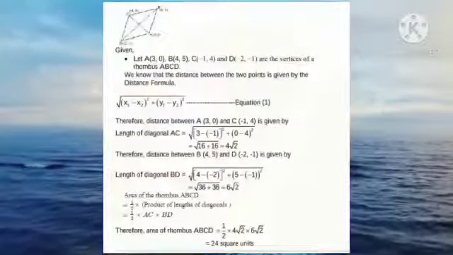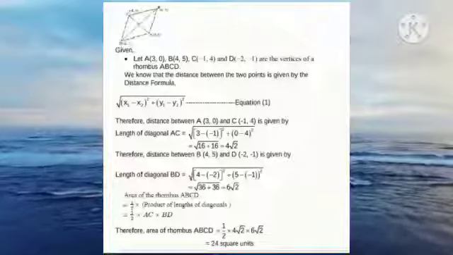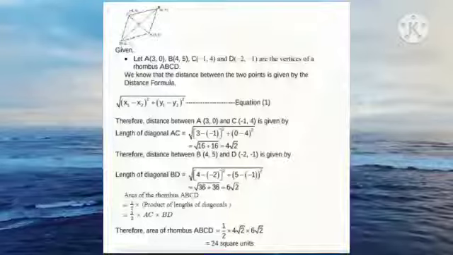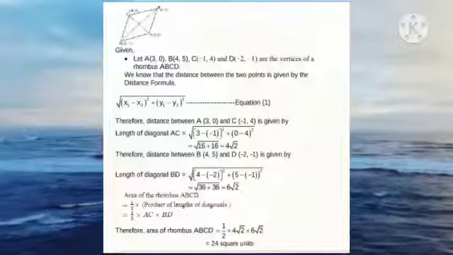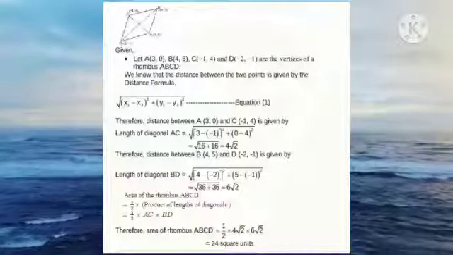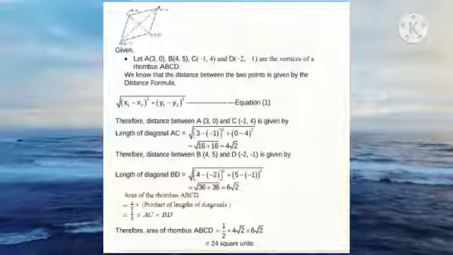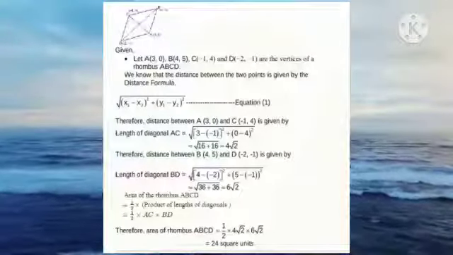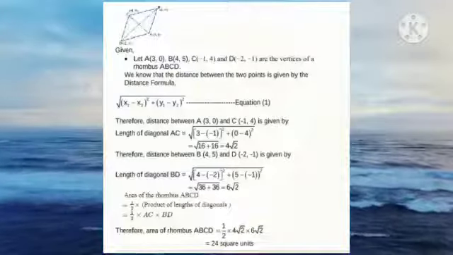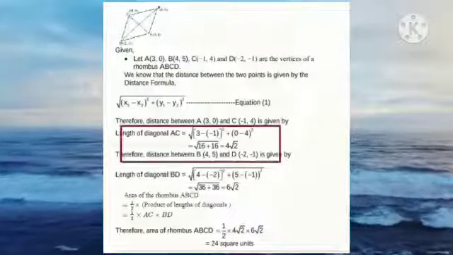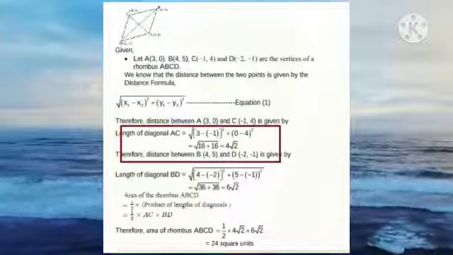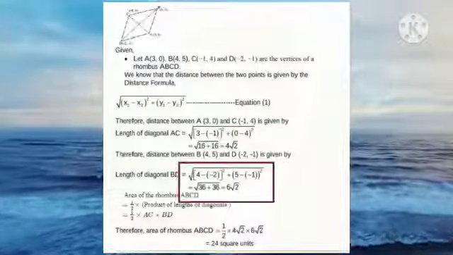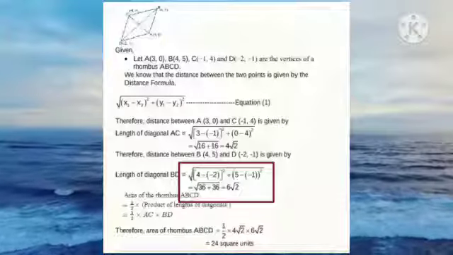Dear students, we know that the area of a rhombus can be calculated by using the formula half of the product of its diagonals, that is half of AC into BD. So let us find the lengths of AC and BD first by using the distance formula, and as you can see on the screen, the length of AC becomes 4√2, and by using the distance formula we can find the length of diagonal BD, which becomes 6√2.